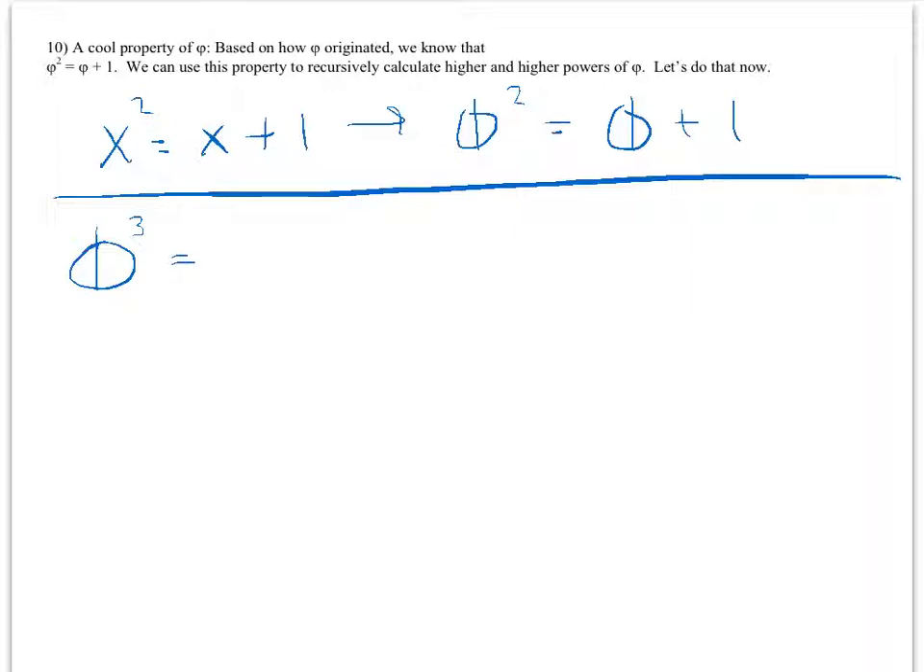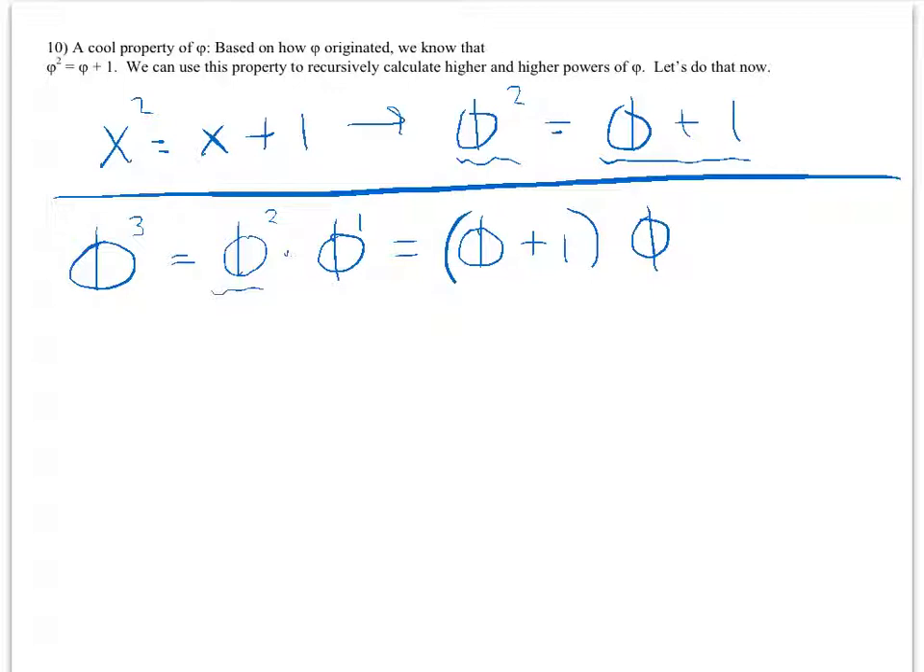So I'm going to use some properties of exponents here that you might remember from a previous algebra class. To get phi cubed, all I have to do is multiply phi squared times phi. Because when you have like bases like this, you can just add the exponents, and phi squared times phi to the first, add the exponents, you'd get phi cubed. So phi squared times phi. Then I'm going to make a little substitution. Because phi squared is equal to phi plus 1, I'm going to replace this phi squared with a phi plus 1. So I have phi plus 1 times phi.